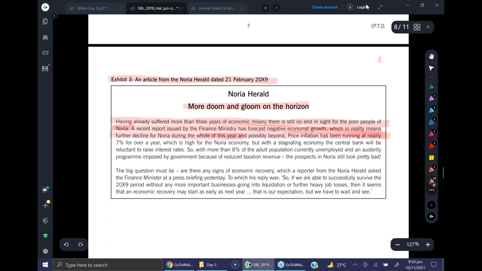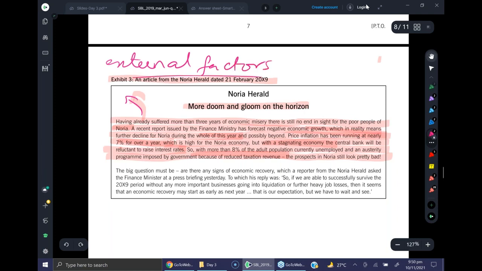Price inflation has been running at nearly 7% over a year, which is high for the Noria economy, but with a stagnating economy, the central bank will be reluctant to raise interest rates. So with more than 8% of the adult population currently unemployed, and an austerity program imposed by government because of reduced taxation revenue, the prospects in Noria still look pretty bad. So it's an external factor, the same recession story, which was kind of given in the introduction as well. Yeah, it's highlighting the external factors even more clearly.